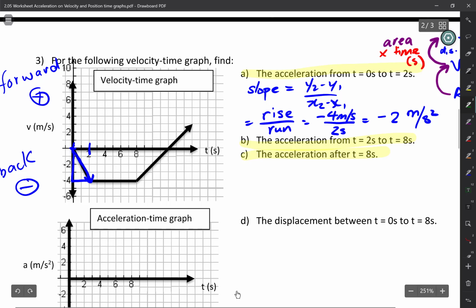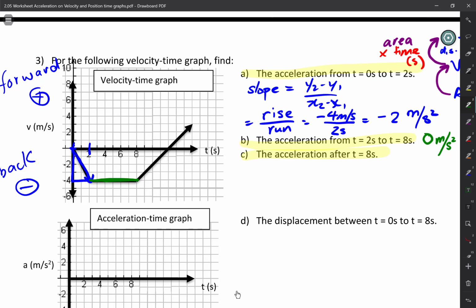Next part, B. Find acceleration from t equals 2 to t equals 8. So from here to there. And we actually saw from the moving man simulation, the person was moving at a constant speed. What's the acceleration when you're moving at constant speed? It's 0. He's not accelerating at all. And if you take a look, the slope is not changing. There is no slope. It's a flat line. So the acceleration here is 0 meters per second squared.